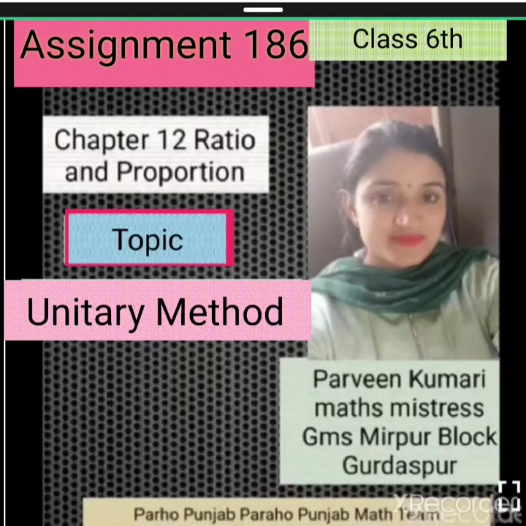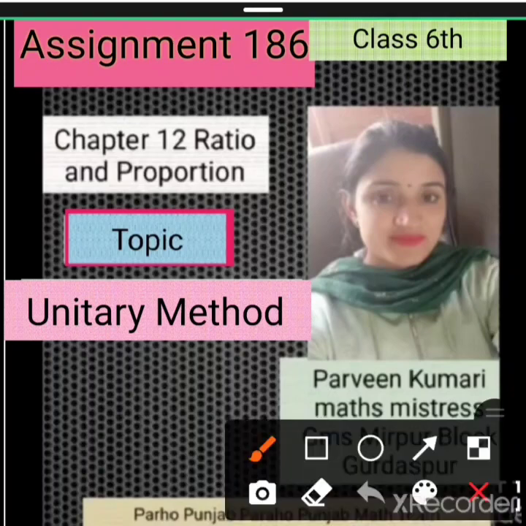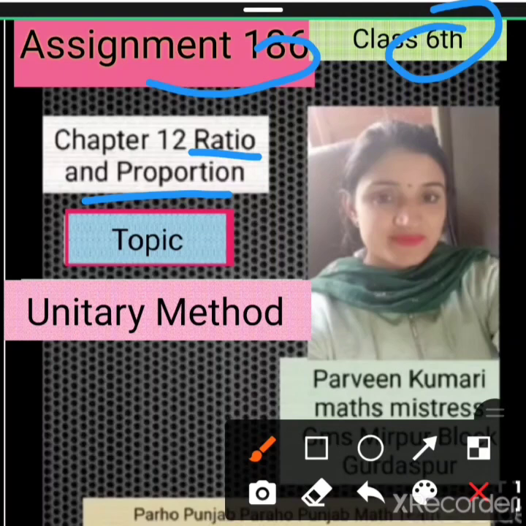Today I am going to discuss assignment 186 of class 6th, and the chapter we are doing is 12, ratio and proportion. The next topic we will do in this assignment is unitary method. In the last assignment we discussed equivalent ratio or proportion, and now the next topic is unitary method. To understand what is unitary method, let us do our assignment 186.